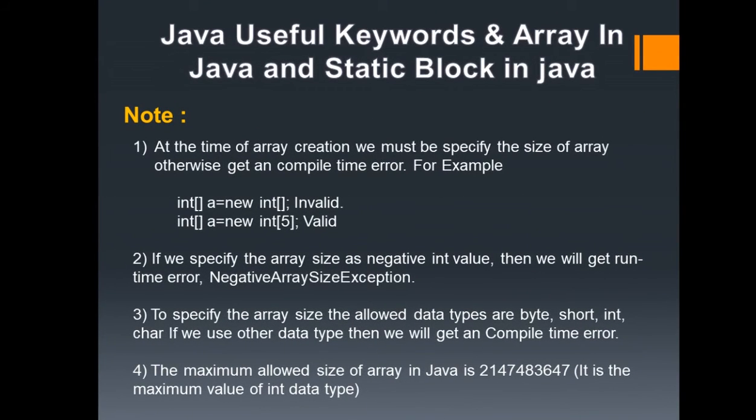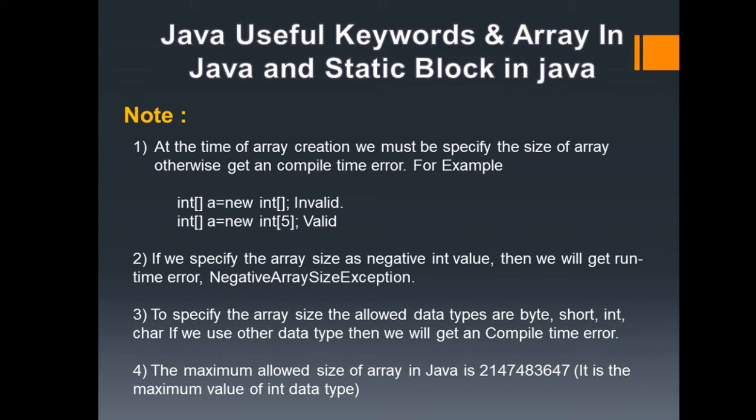Note: at the time of array creation, we must specify the size of the array, otherwise we get a compile time error. For example, int a equals new int[] is invalid. Int a equals new int[5], where the size of the array is 5, is valid. If we specify the array size as a negative int value, then we will get a runtime error, NegativeArraySizeException. You should note this.